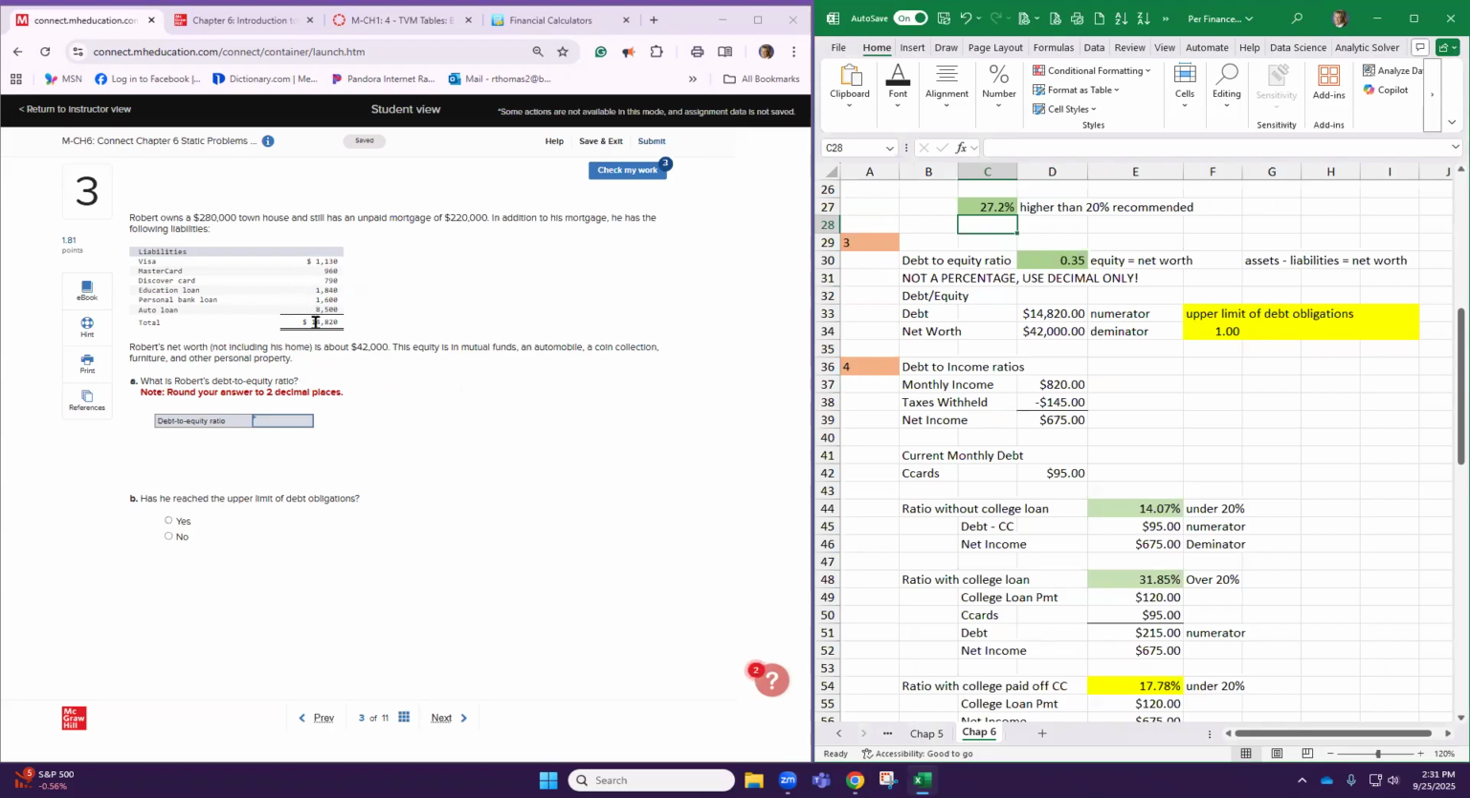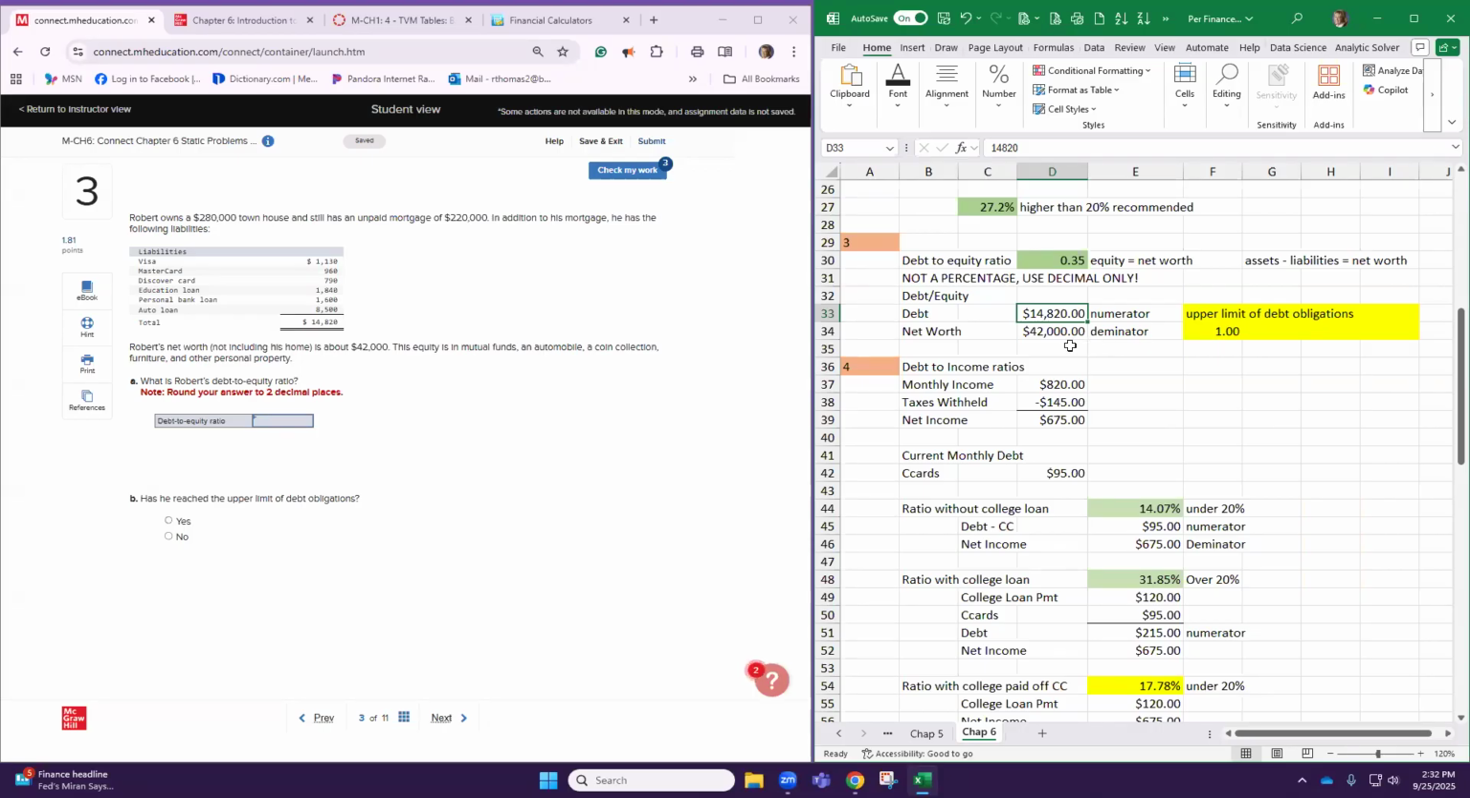So here is Robert's debt. He has the following liabilities. So when we do debt to equity ratio, we are not going to include the mortgage. We're only going to include any other kind of debt that he has. So Visa, MasterCard, Discover, educational loan, personal bank loan, auto loan. So it looks like his loan is, or debt is, $14,820.